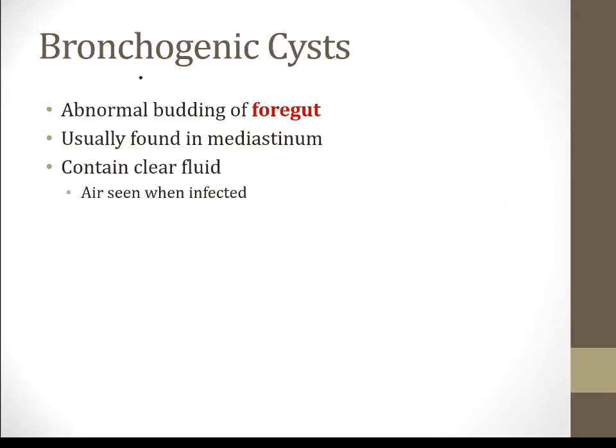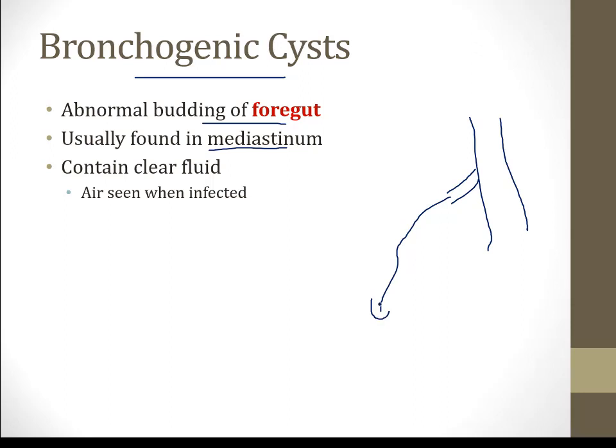Moving on, let's talk about bronchogenic cysts. This is a congenital anomaly that is caused by abnormal budding of the foregut, and they're usually found in the mediastinum. And this should make sense to you because, as I told you before, the foregut, which is the future esophagus, gives off the respiratory bud, which goes on to develop the lungs. Well, sometimes there's another bud that comes off and doesn't grow any further, and that forms a bronchogenic cyst. So these are going to be found in the mediastinum, very close to the esophagus.